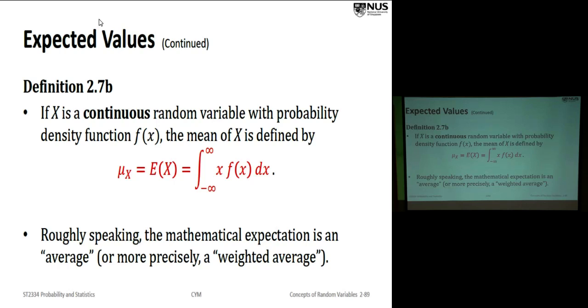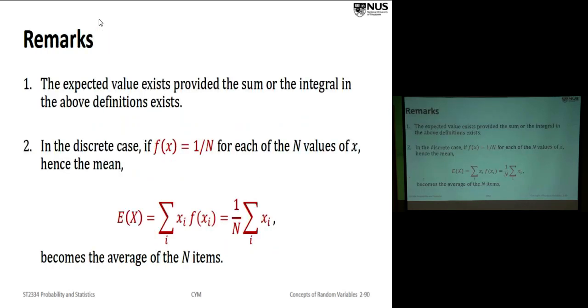As I said earlier, the interpretation in your mind is basically the average value of the random variable. It is not necessarily the most likely value of the random variable, especially in the discrete case. Let's make some remarks. So the expected value is, as I said earlier, the sum and integrals have to exist, otherwise there is no expectation. That's what the first remark says.